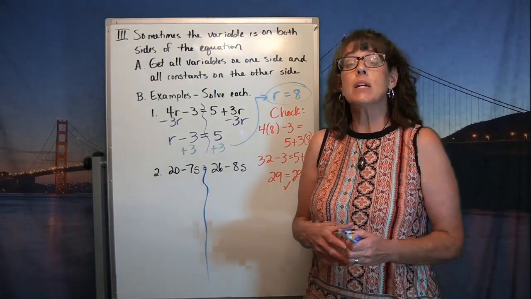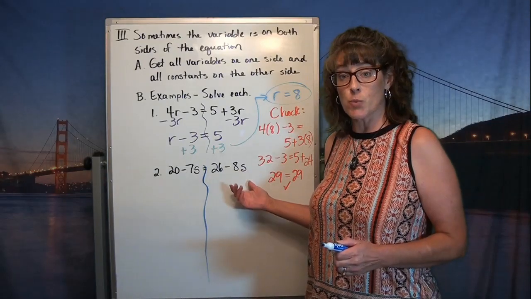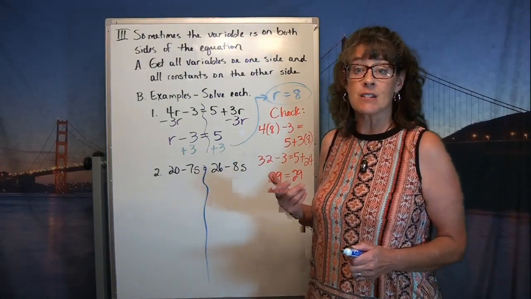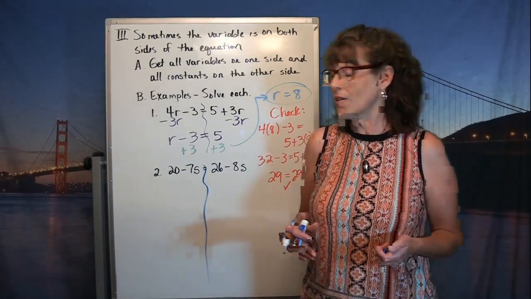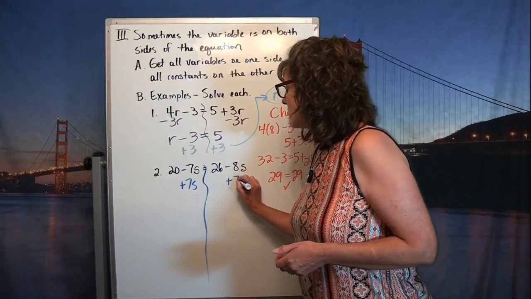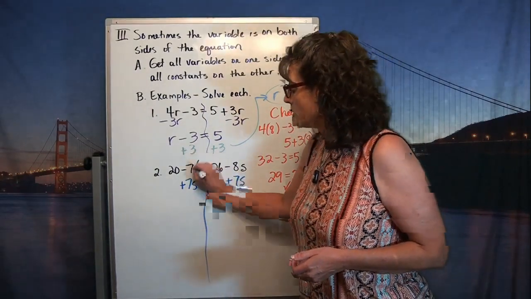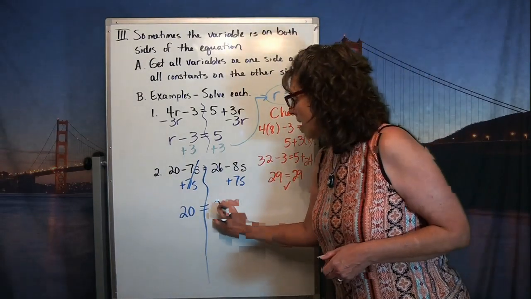So what I can do is either get rid of these negative 7 S's, but do that over here as well, or get rid of these negative 8 S's, but do that over here as well. And it does not matter which side you take care of. So I'm just going to go ahead and add the 7 S's here and add the 7 S's here. These will cancel, and on the left I'm left with a 20. But on this side, I have a 26.